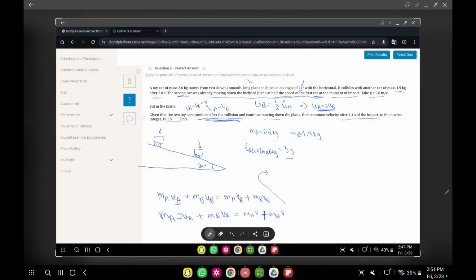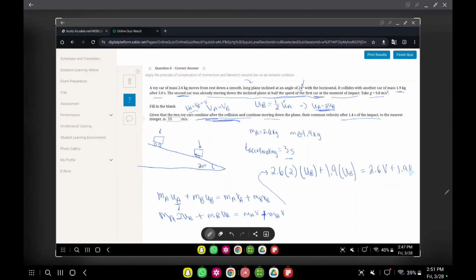Because I want space. Type mass of A 2.6 times 2, right? Times UB plus mass of B 1.9 times UB equals mass of A 2.6 times V plus mass of B 1.9 times V. Remember, we put V instead of VA and VB because they combine, so they have the same velocity.